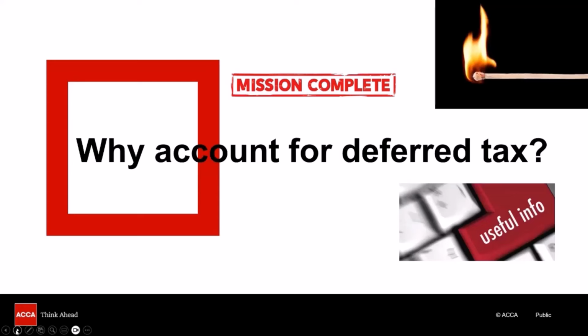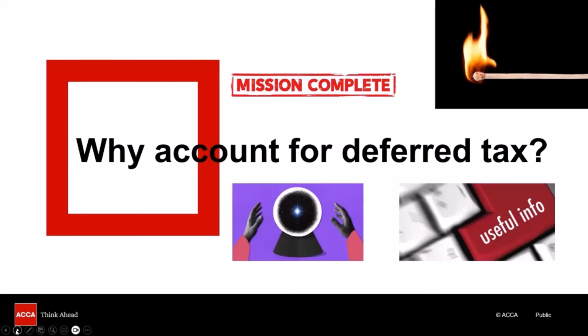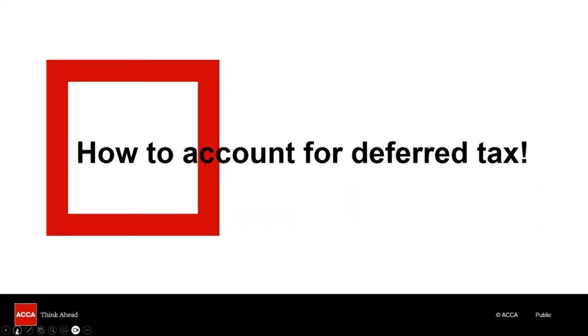We're also being relevant, being predictive, because we are telling the users that at some stage in the future, tax is going to have to be paid of 2 million. So there are plenty of conceptual justifications as to why we account for deferred tax. Let's move on and talk about how we account for deferred tax. And yes, I will now be talking about temporary differences.